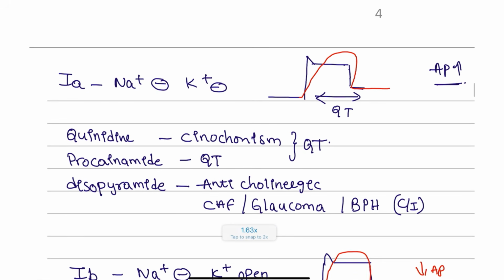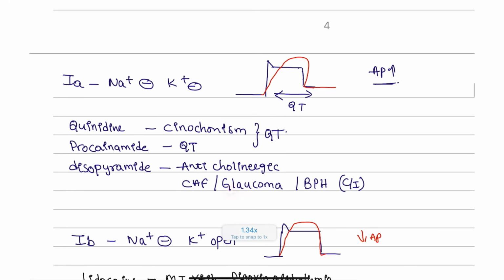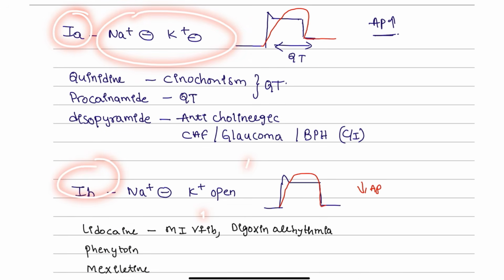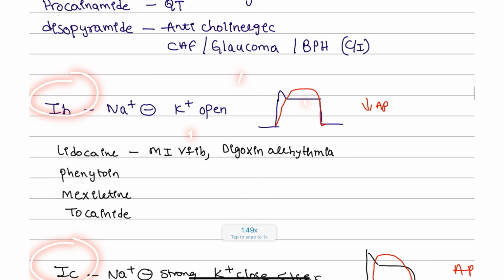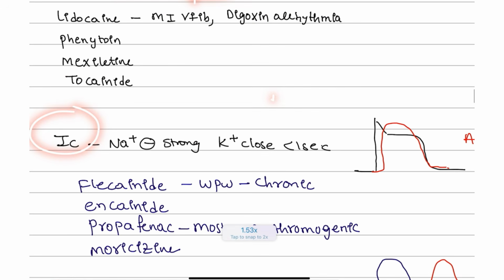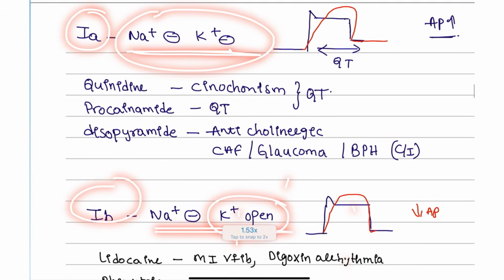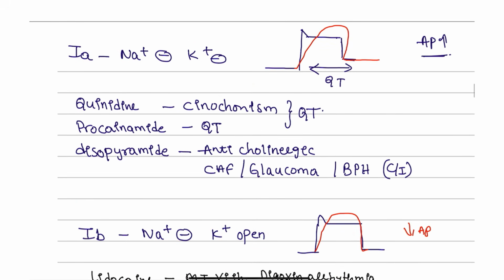So class 1 is divided into 3 types: 1A, 1B, and 1C. So 1A is going to act on the sodium channel blockers and also block the potassium channel. 1B, only sodium channel blocker and potassium channel is open. And 1C, sodium channel is blocked and potassium channel is blocked, but very minimal. It is a very minimal effect, but the strong effect that you are going to see is in the 1A only, sodium channel and the potassium channel blocker.